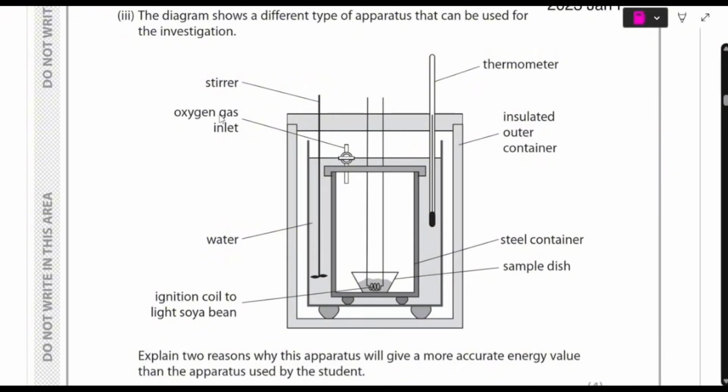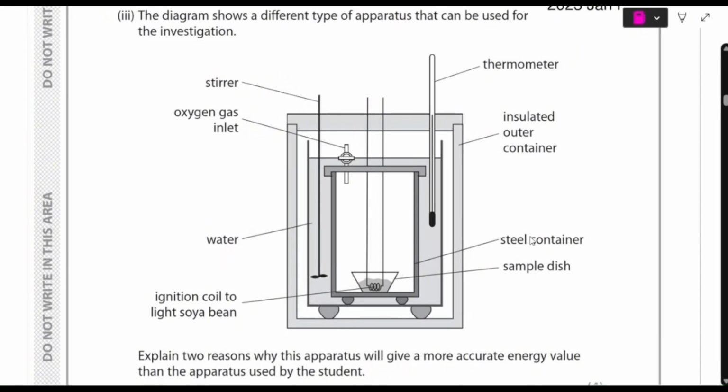Then there is the oxygen gas inlet. Oxygen is needed for complete combustion, so the oxygen inlet ensures the complete combustion of the food sample. Then we have the insulated outer container. From the name we can guess that it is insulated. That means it will prevent heat loss to the surroundings.